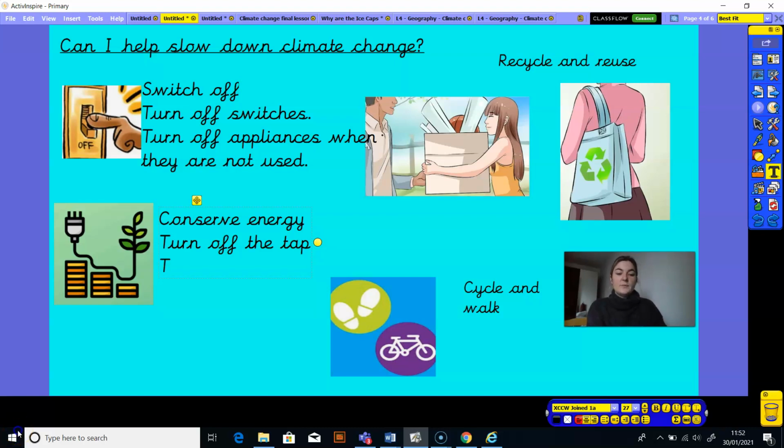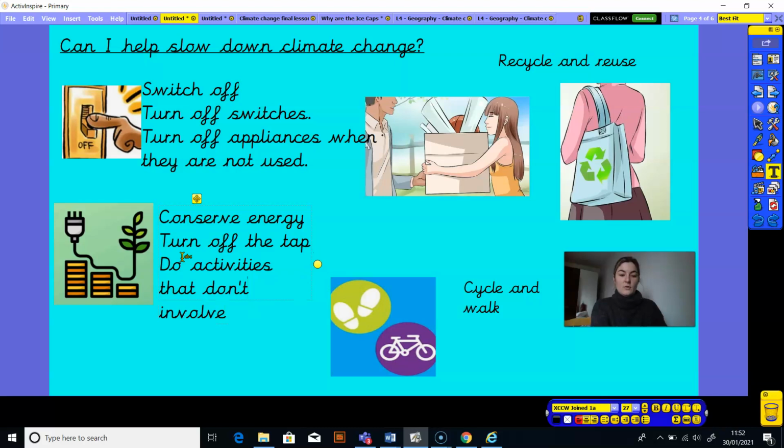Another way to conserve energy would be to do activities that don't involve electricity. Terrible spelling there. Electricity. So this might mean that you have a certain time of the day where you play on your iPad or you watch something on telly.